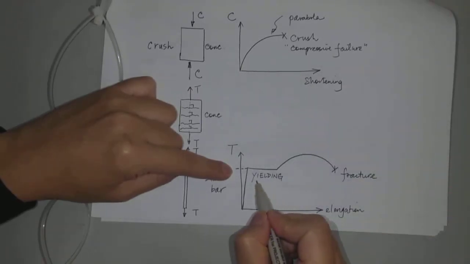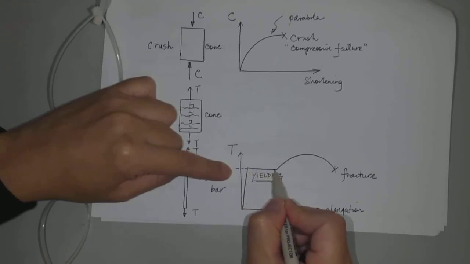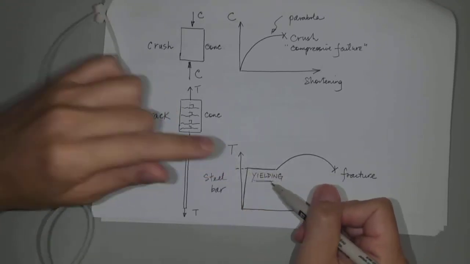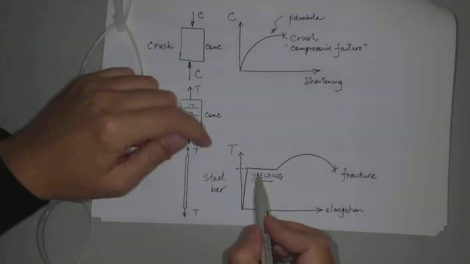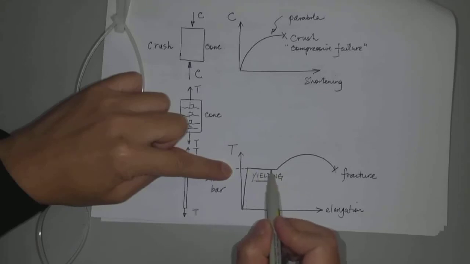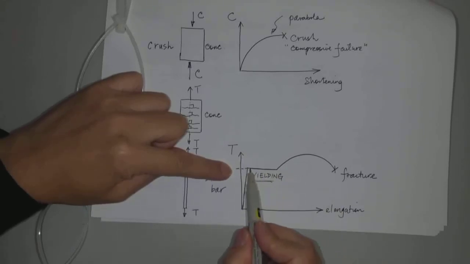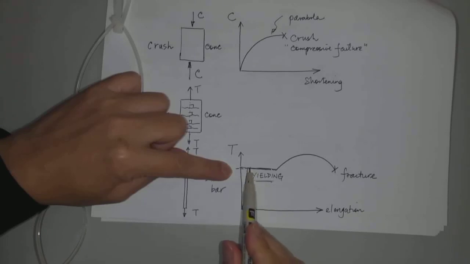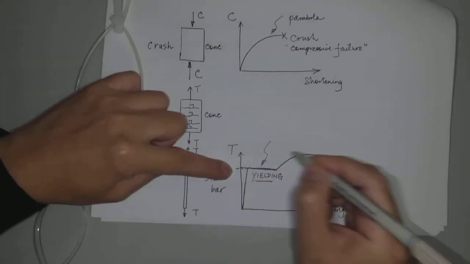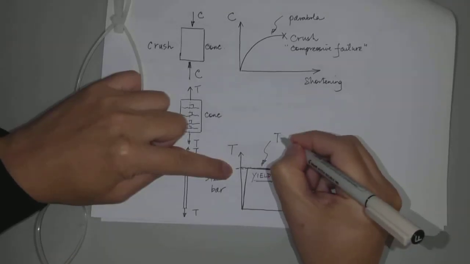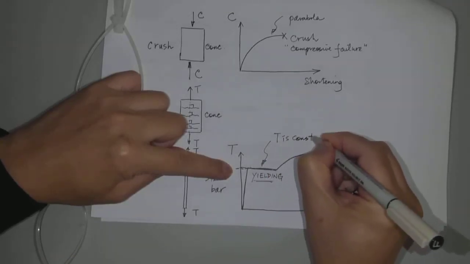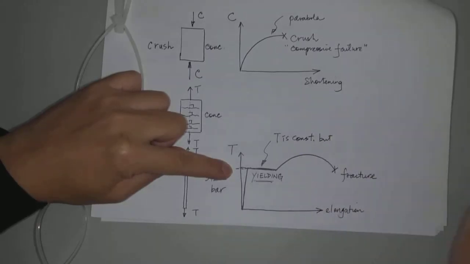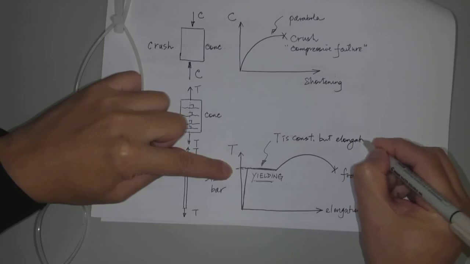Okay? What does this yielding actually mean? I suppose you have seen this in your materials course. What does the horizontal line in the graph mean? It means that in this region, T is constant, but the elongation keeps increasing. So what yielding means is T is constant, but the elongation keeps increasing.